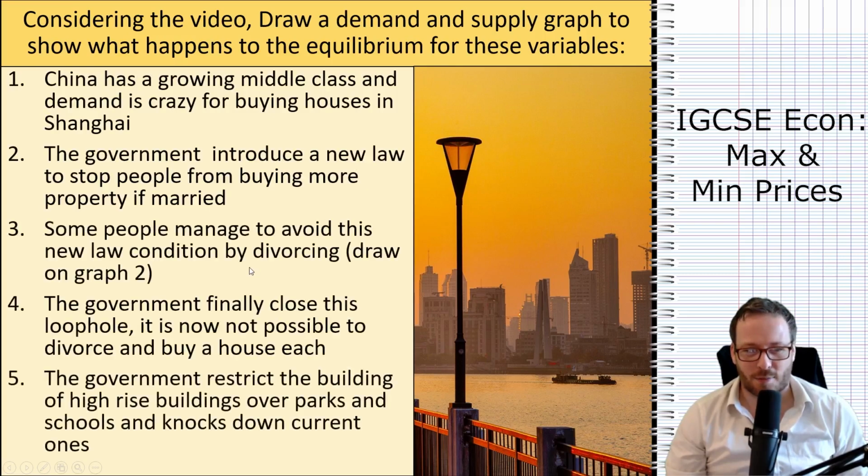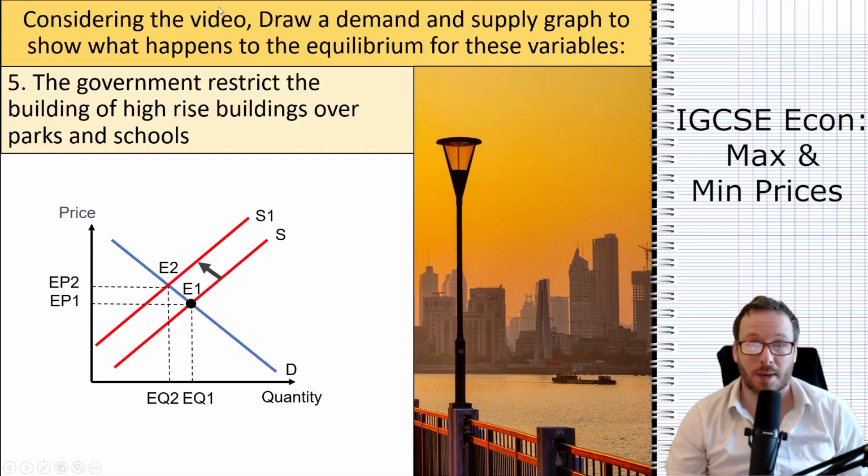And finally, number 5, the government restrict the building of high-rise buildings and knock down current ones. Which line do you think that's going to affect? The answer is the supply line. Supply of buildings is going to shift back if they're being knocked down and building restrictions take place. So that's going to lead to E1 moving to E2. We can see our equilibrium quantities move back. So we've got less houses available for everybody. But on top of that, the prices have also increased at the new equilibrium point. So less houses available at higher prices.